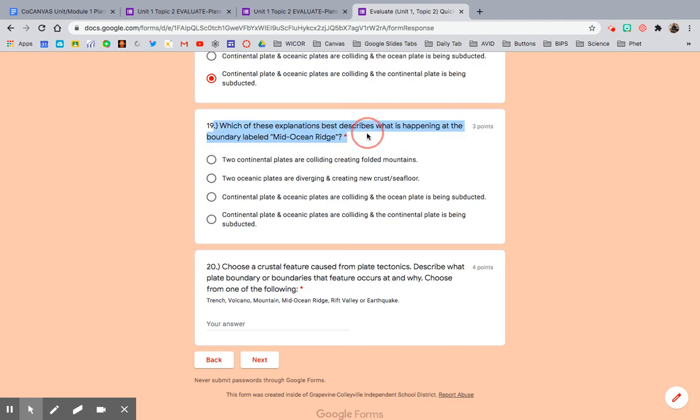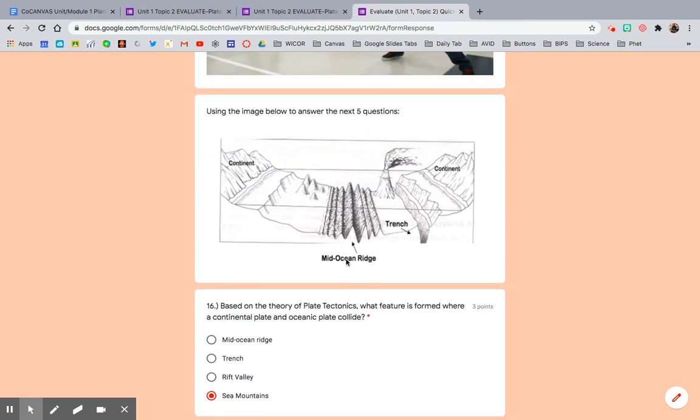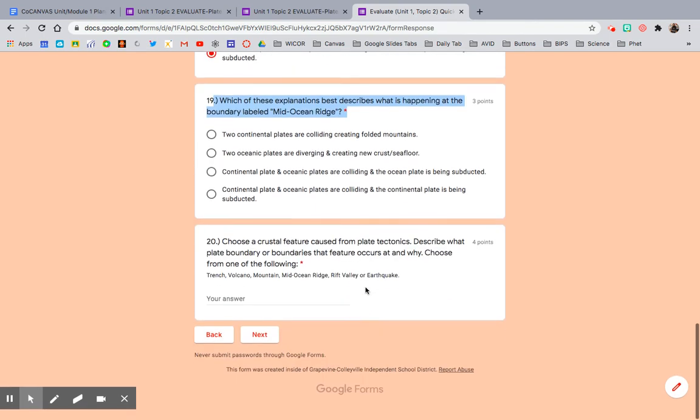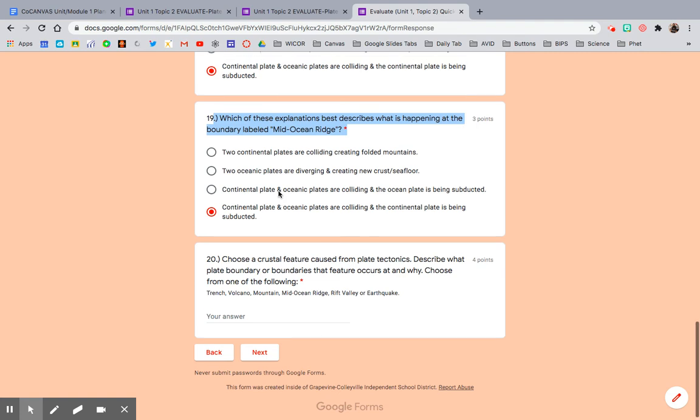Number 19. Which of these explanations best describes what's happening along the boundary labeled mid-ocean ridge? So what's happening right along here? Are two continental plates colliding and creating folded mountains? Are two oceanic plates diverging and creating new crust and seafloor? Is there a continental and an oceanic plate colliding and the oceanic plate being subducted? Or is the continental plate and oceanic plate colliding and the continental plate being subducted?